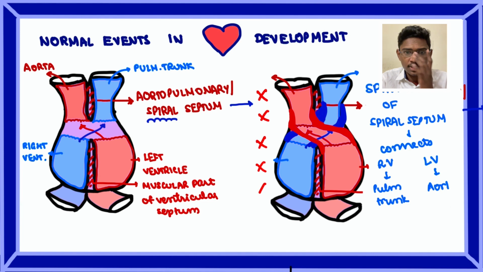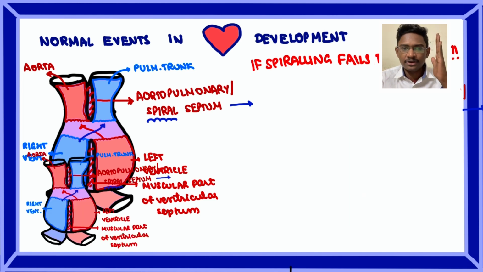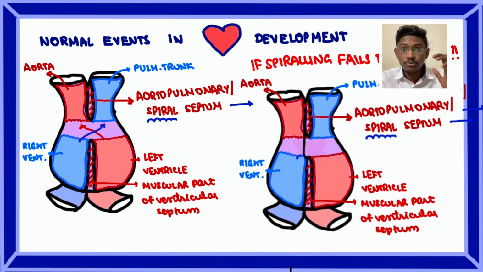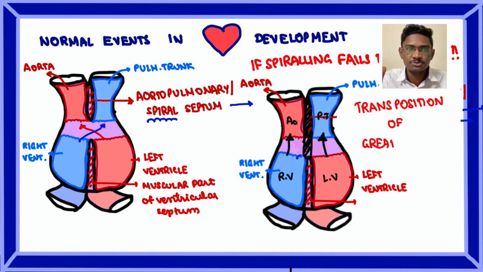Next, if the spiraling of the septum doesn't happen, what will happen? The left ventricle will be ejecting into the pulmonary trunk and the right ventricle will be ejecting into the widespread systemic circulation. It's never possible for the baby to survive if it doesn't have an associated shunt; an ASD or VSD must be there for the baby to survive.